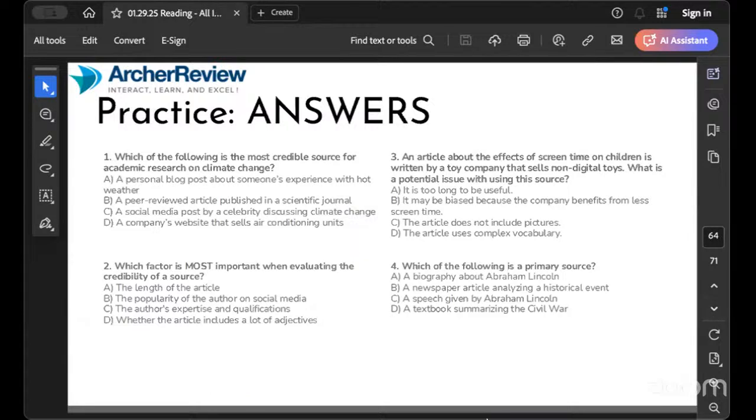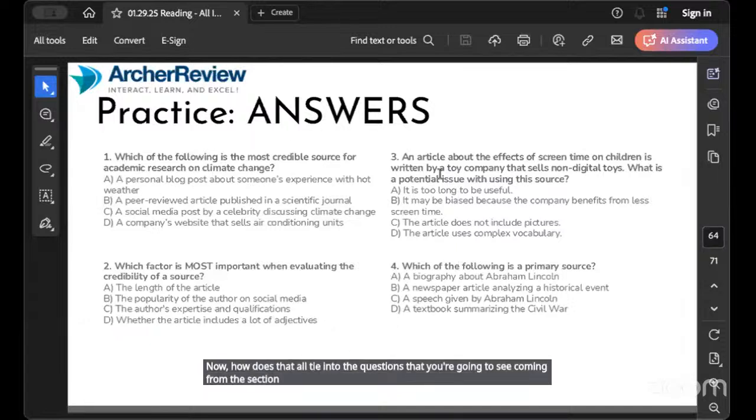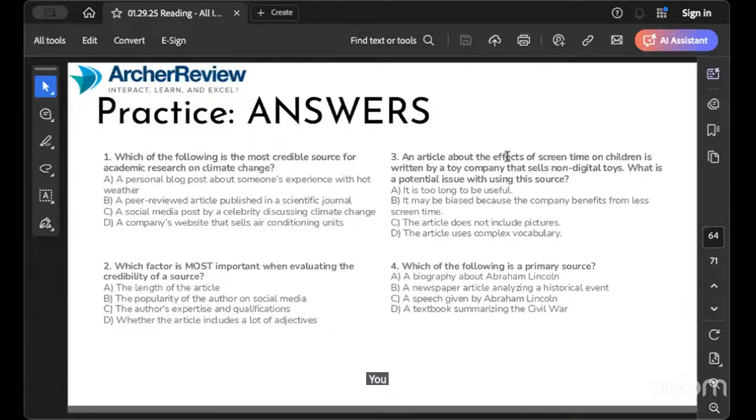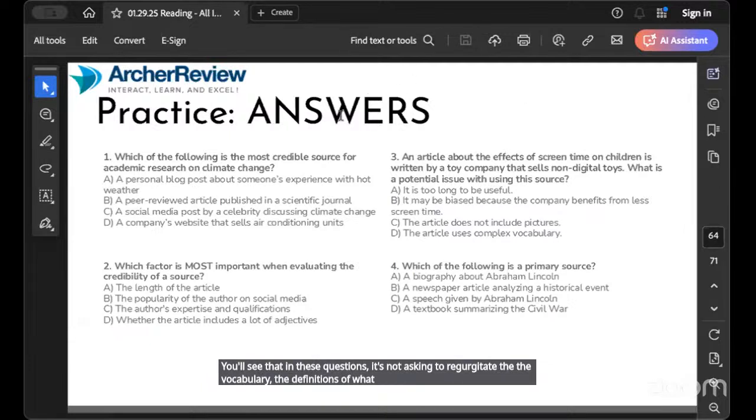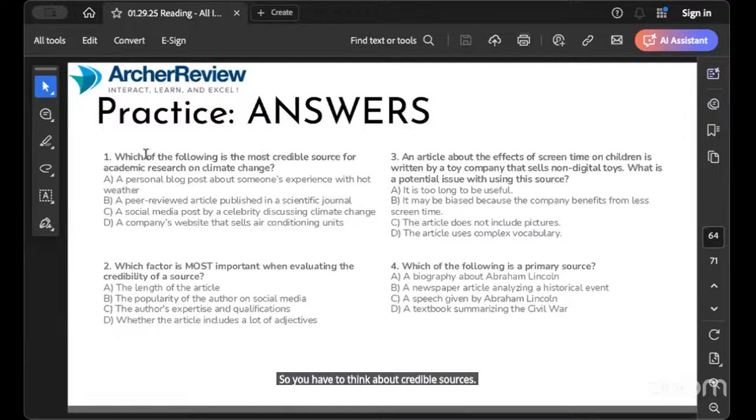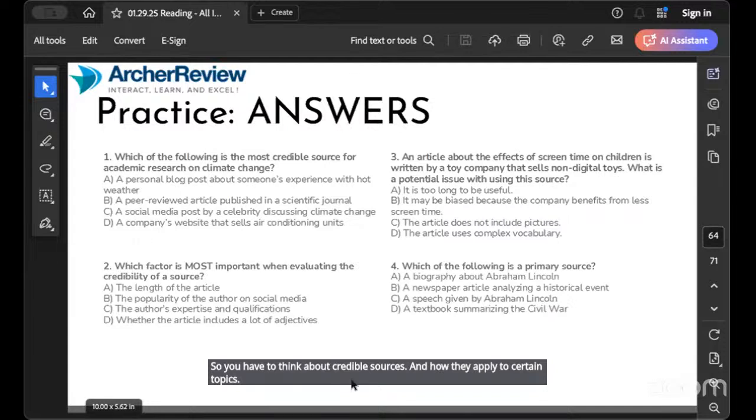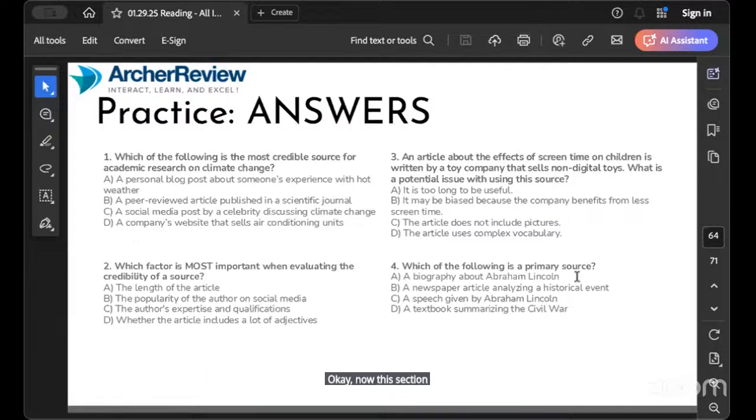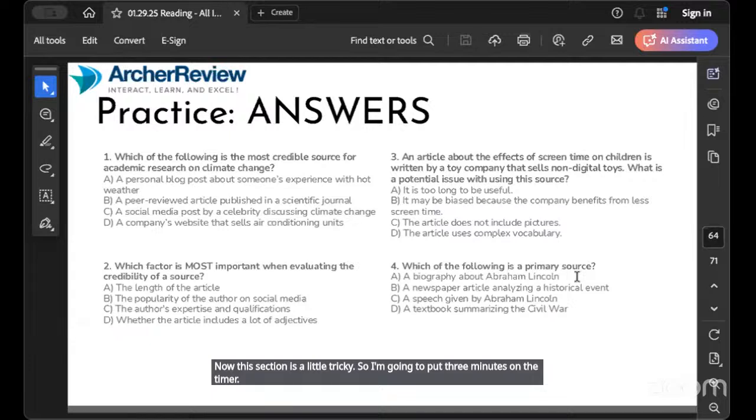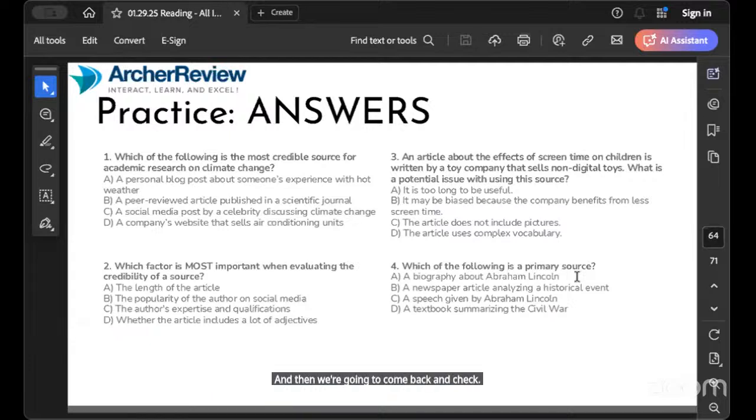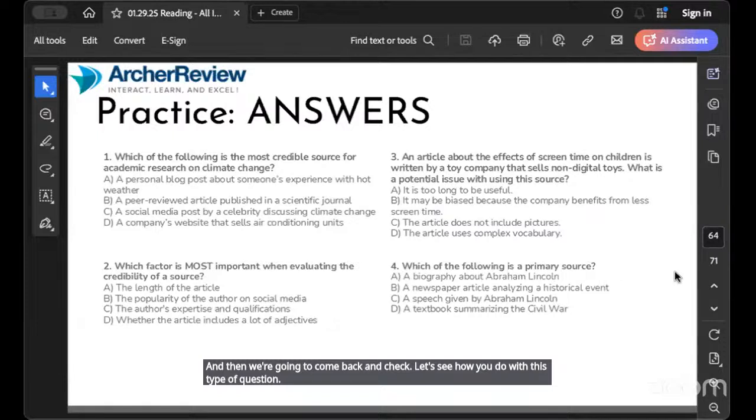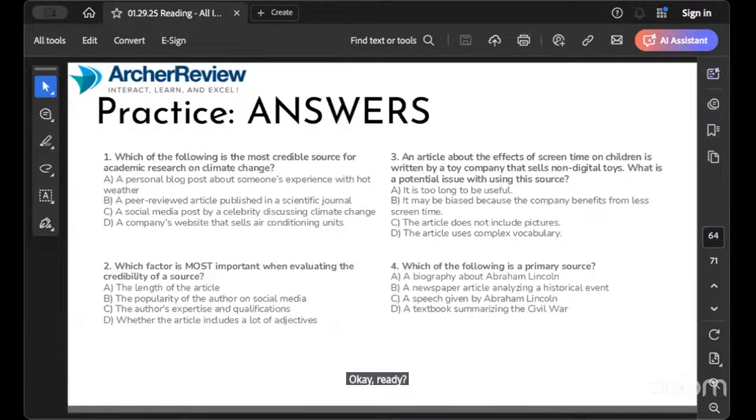Okay. Now, how does that all tie into the questions that you're going to see coming from this section? Well, that's what we're going to take a look at here. You'll see that in these questions, it's not asking you to regurgitate the vocabulary, the definitions of what we just talked about. You actually have to apply it here. So you have to think about credible sources and how they apply to certain topics. Now, this section is a little tricky, so I'm going to put 3 minutes on the timer, and then we're going to come back and check. Let's see how you do with this type of question. Okay? Ready? Steady. Go.